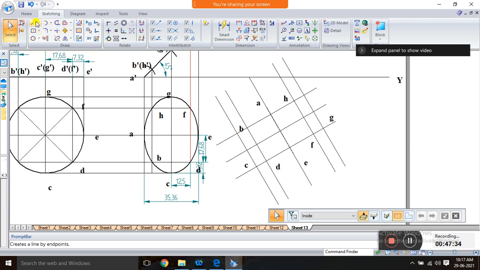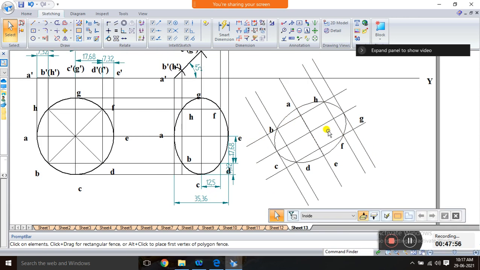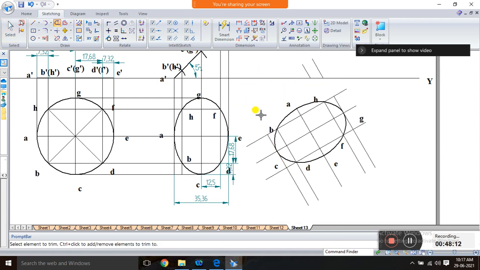Then use the curve. So use the curve first: from A to B you have to join, B to C, C to D, D to E, E to F, F to G, G to H and H to A finally. So like this you have to reconstruct. This is another method of reconstructing, just by using a scale, by drawing parallel and vertical lines. And once we got all the lines, you just remove the extra lines.